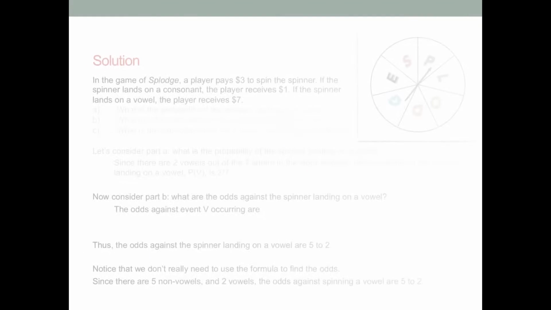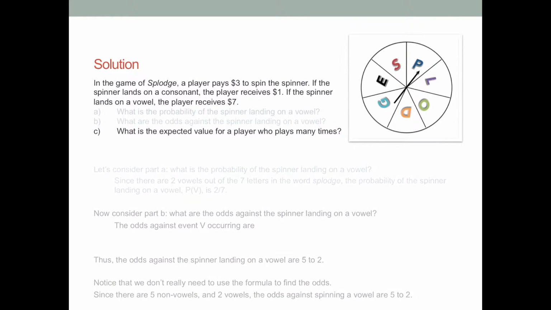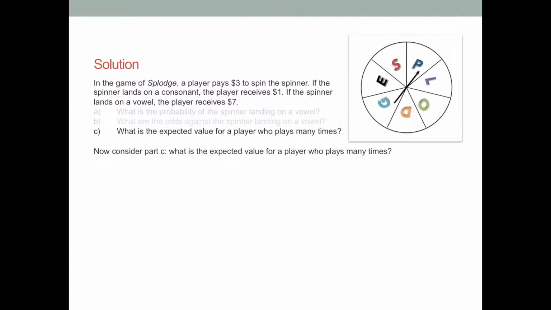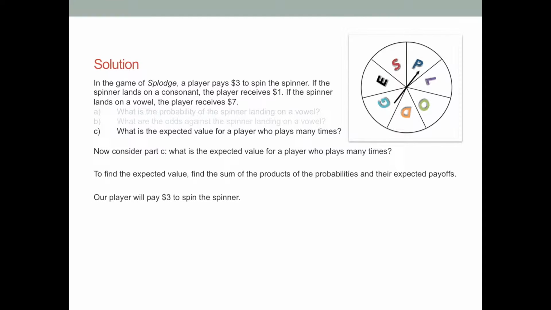Now let's consider part C. What is the expected value for a player who plays many times? To find the expected value, find the sum of the products of the probabilities and their expected payoffs. Our player will pay $3 to spin the spinner.